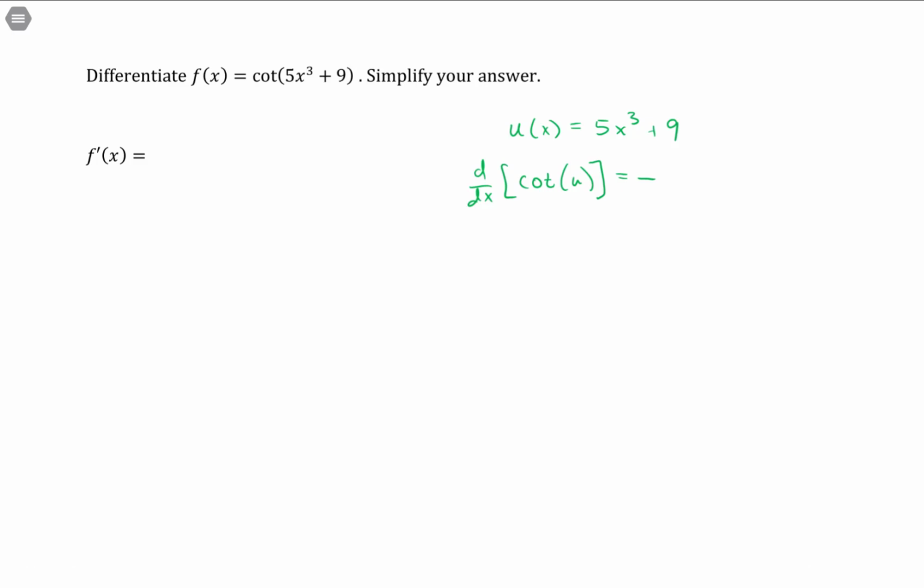Now, cotangent is related to tangent. Tangent's derivative is secant squared. So cotangent's derivative is cosecant squared. That's really the only way I go about this. So it's negative cosecant squared of u, times the derivative of the inside portion.